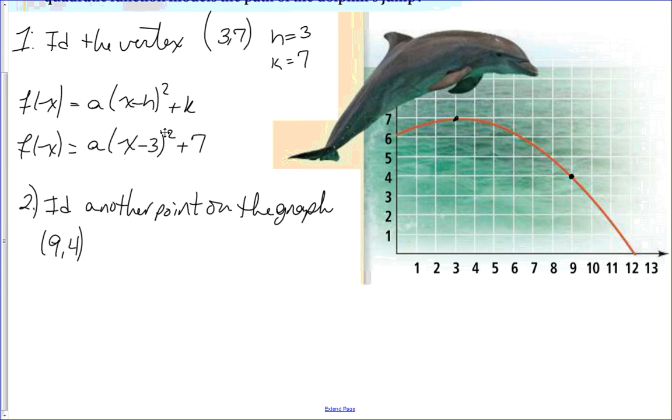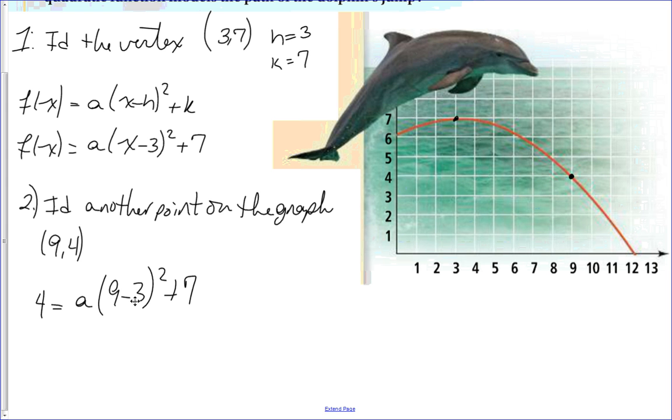So now what do we do? We take 9 and 4, we know this is x and y, and we plug it into the equation that we just started. We know f of x is another term for y, so we're going to have 4 equals a(9 minus 3) squared plus 7. That's what we're going to do. Now we have to solve for a.